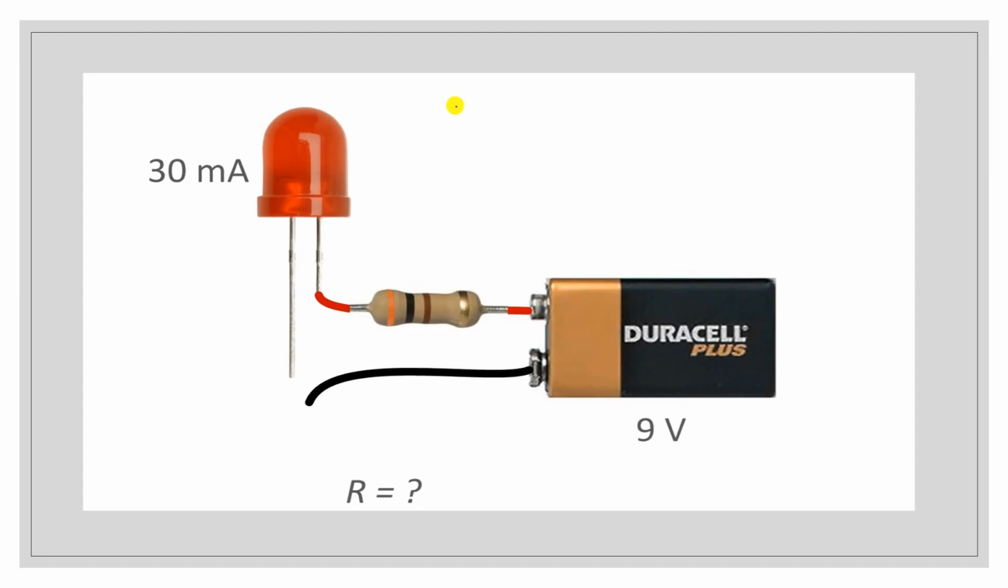If we do not put the resistor to protect this LED, a large amount of current flows into your LED and the LED gets damaged. So that's why we want to find the resistance value to protect this LED. How to find it? V is equal to what? I into R. This is Ohm's law.